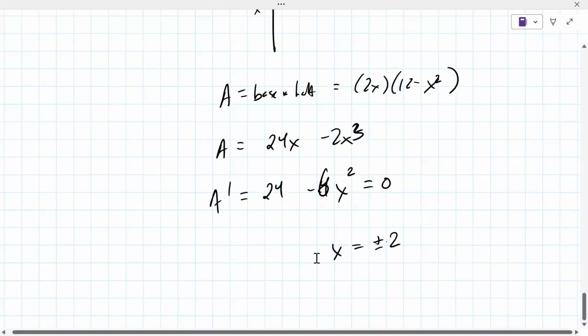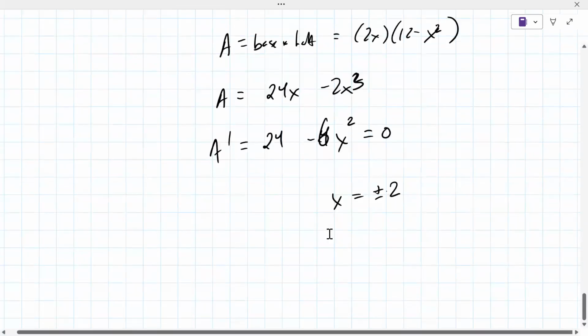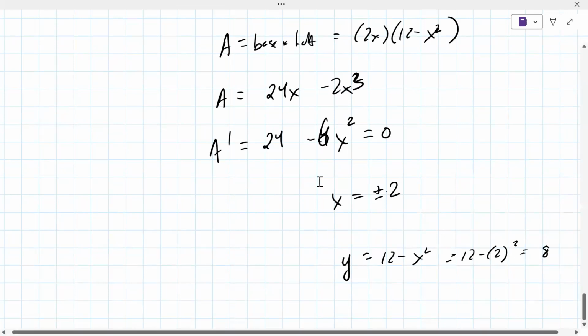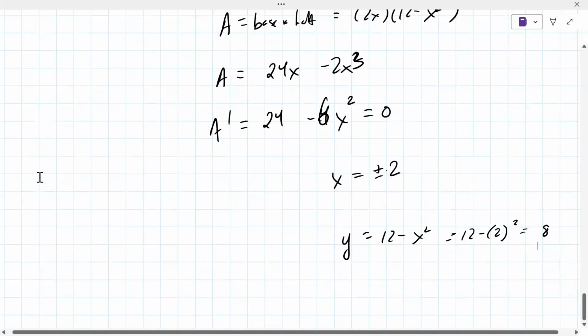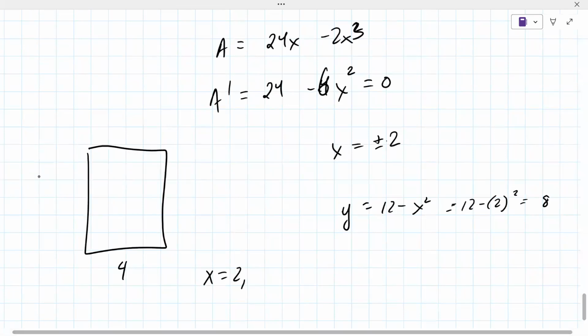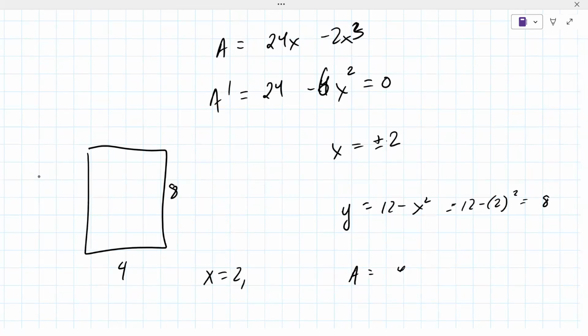Okay, so now we define y. Y is 12 minus x squared. 12 minus 2 squared, which is 8. So those are the dimensions. X is 2. The base though is 2x, so that's maybe what they're looking for. Base is 4, the height is 8. And the area is 4 times 8, which is 32.